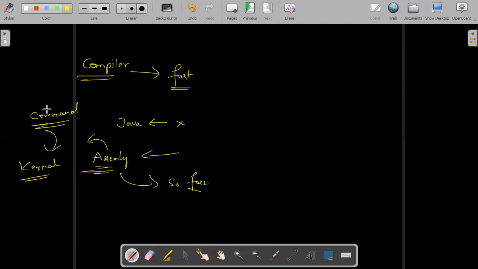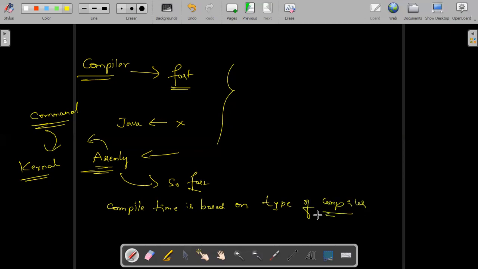So finally, what I wanted to conclude here, please observe: compile time is based on the compiler. That is what exactly I wanted to type. Compile time is based on the type of compiler, which compiler you are using.